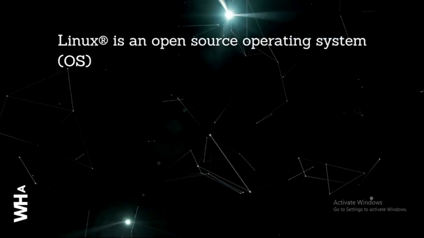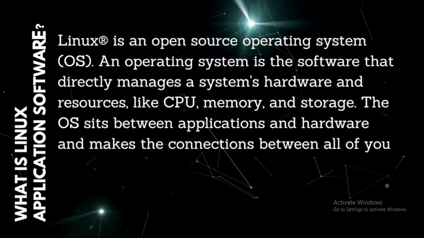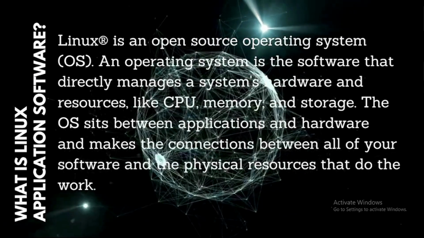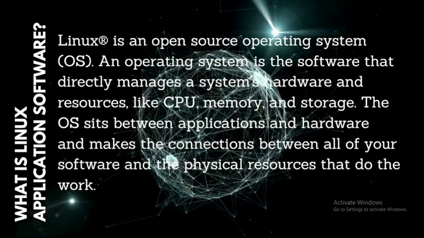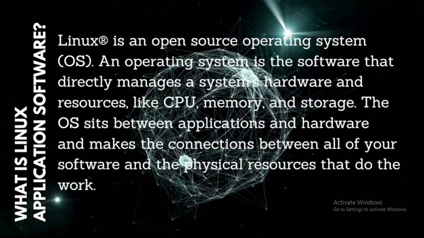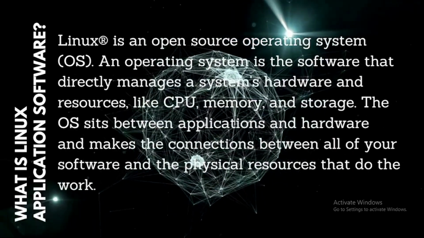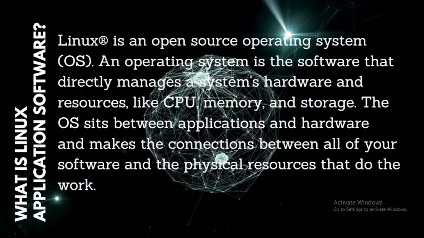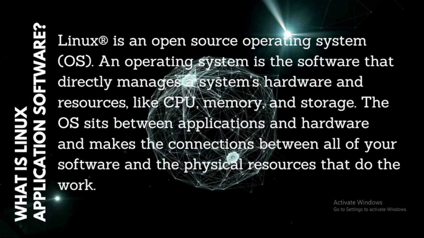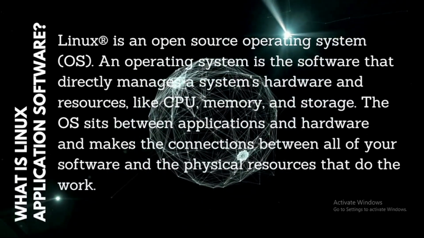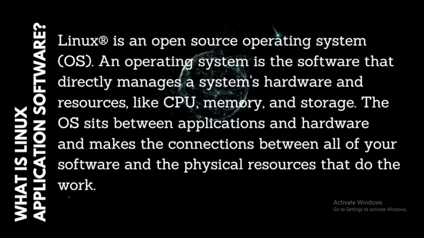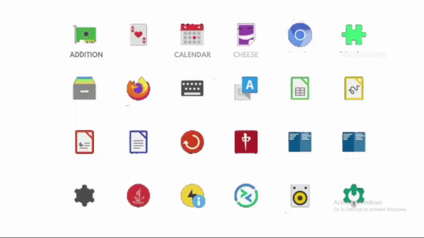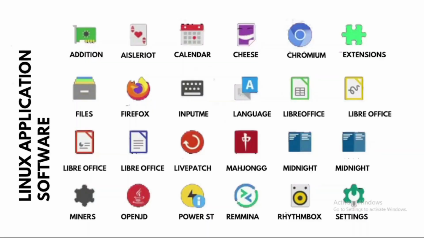What is Linux application software? Linux, a registered trademark, is an open-source operating system. An operating system is the software that directly manages a system's hardware and resources, like CPU, memory, and storage. The OS sits between applications and hardware and makes the connections between all of your software and the physical resources that do the work. Here are some of the list of Linux application software.